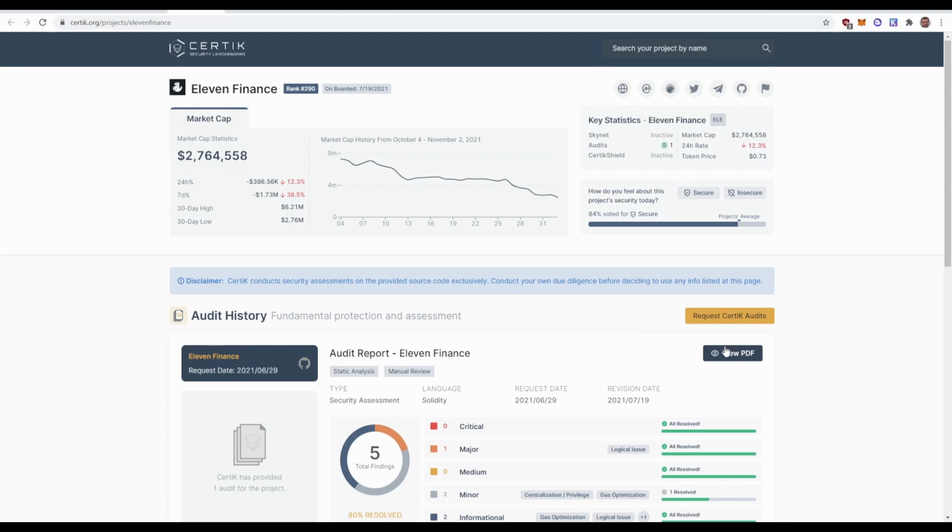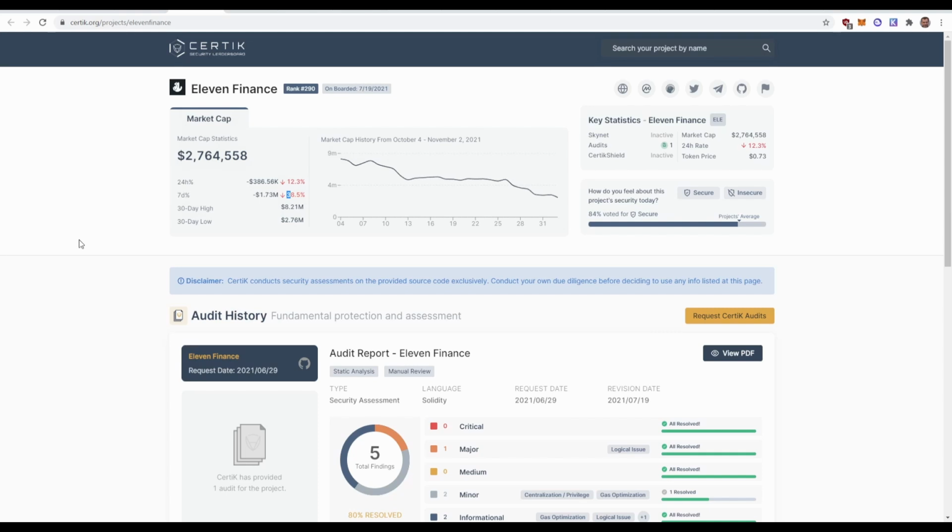So we can see that they have, well, one audit. They have the Certik shield inactive. For all that's worth, I'm somewhat doubtful really about the value of it. But maybe something more interesting to give us an idea is that the market cap of 11 Finance is absolutely abysmal. In the last 7 days, it has lost 38.5%. So yeah, there could be a lot of reasons for it, but it is surely not a good sign, and it can relate to security.